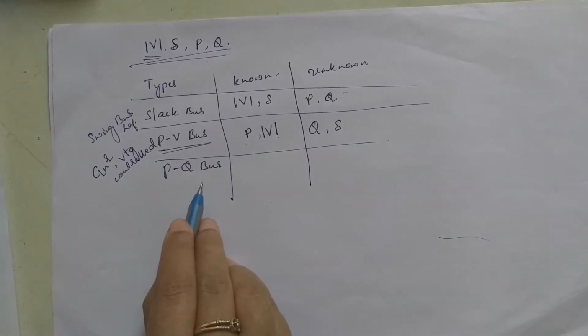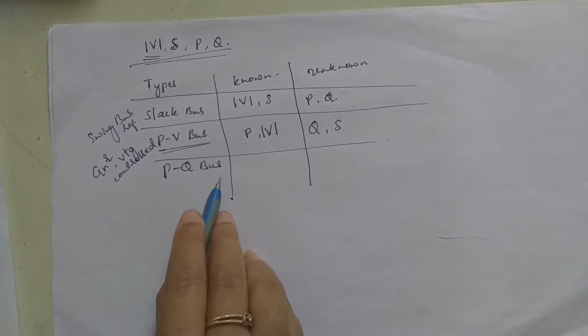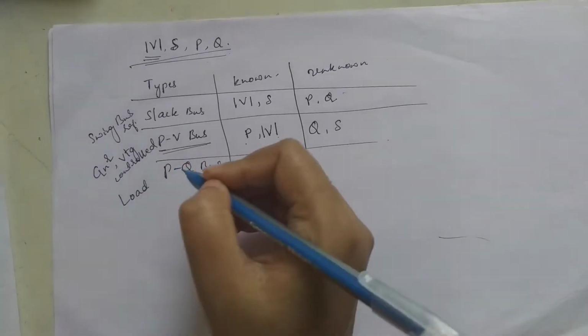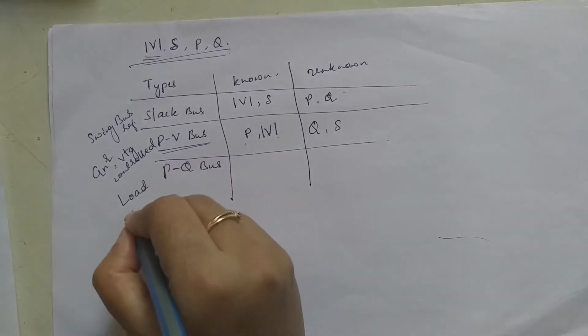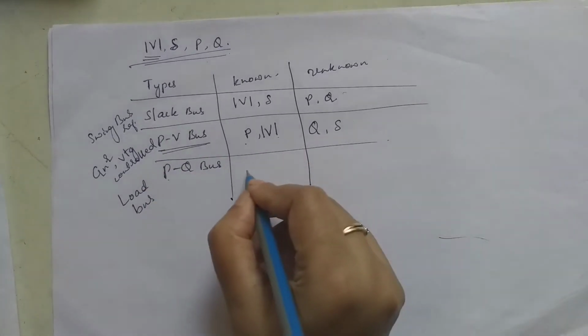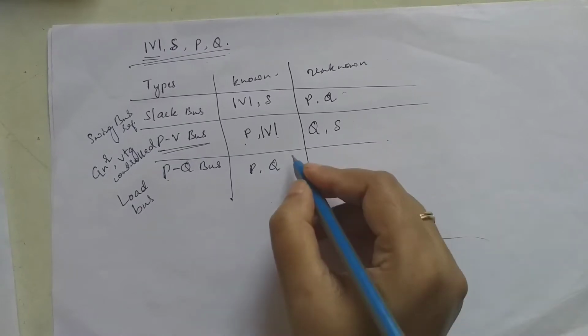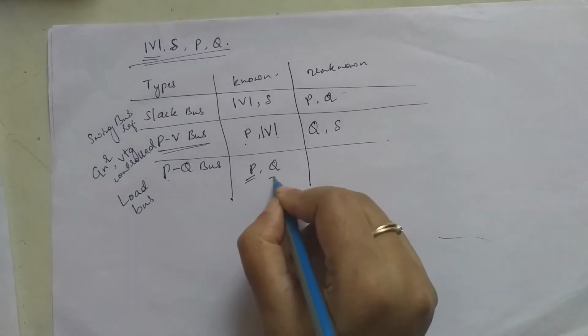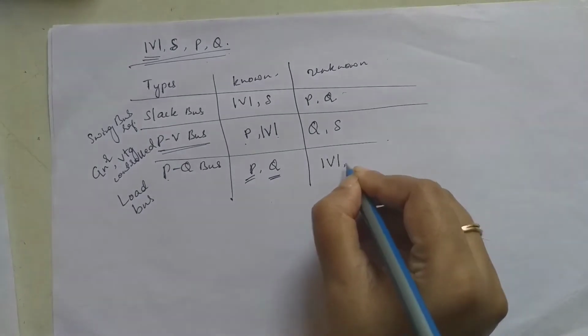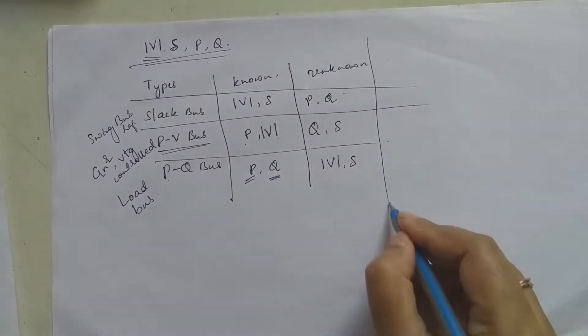And PQ bus. PQ bus is the third type of bus. This is also called load bus. If PV bus is a generator bus, PQ bus is a load bus. As the name suggests, P and Q are known, that is real power and reactive power are known. V and delta are unknown.